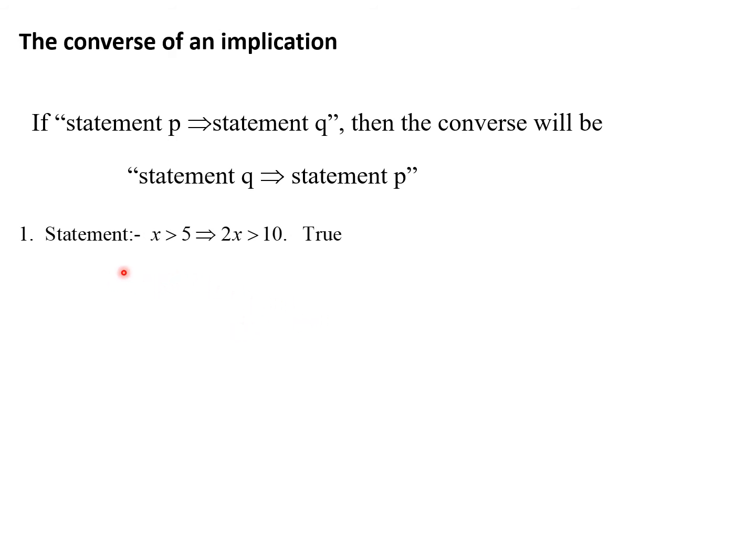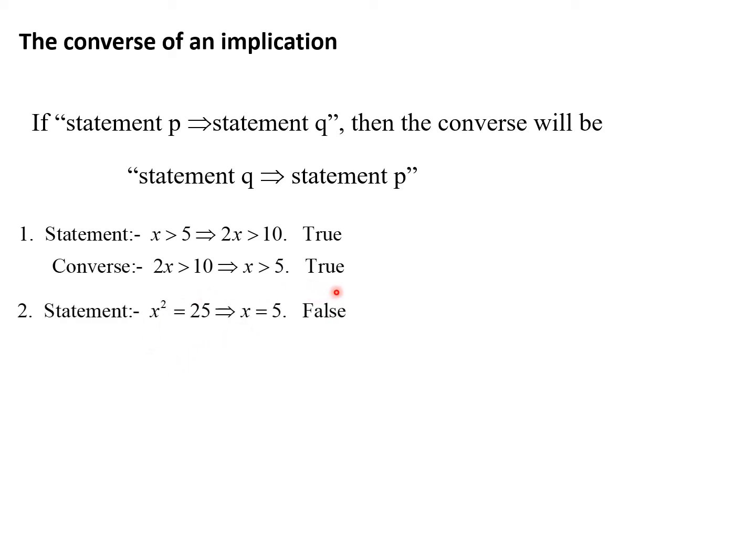So for example, if x is larger than 5, then 2x is larger than 10. Obviously we know this is true because we explained that in the previous slide. The converse of this statement, using this guide, means we need to swap the statements, so statement Q comes first. Therefore, if 2x is more than 10, then x will be larger than 5. You have seen we swapped the position of the statements, and this is still true. This is how you write the converse of an implication statement.